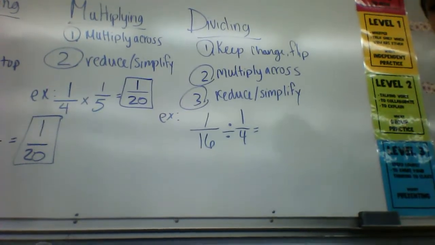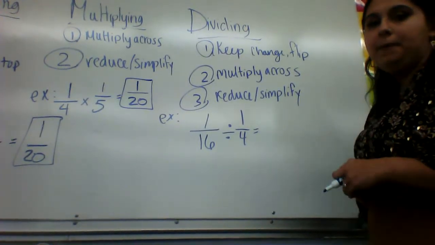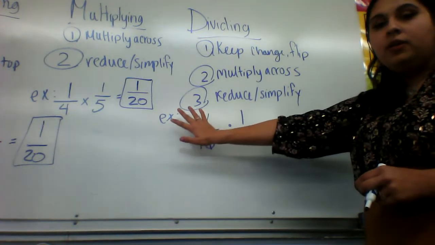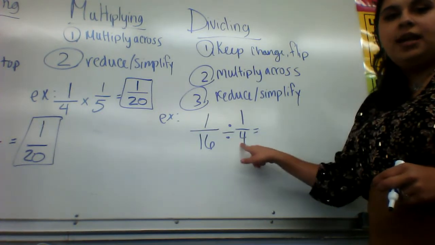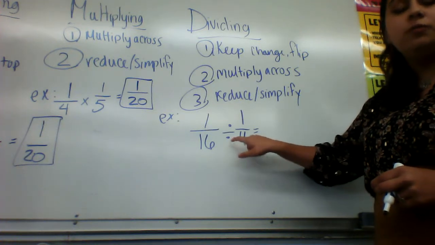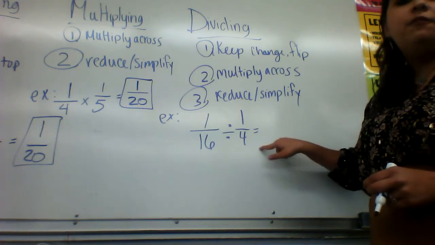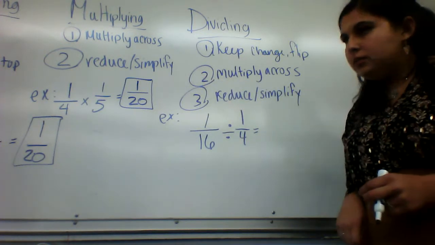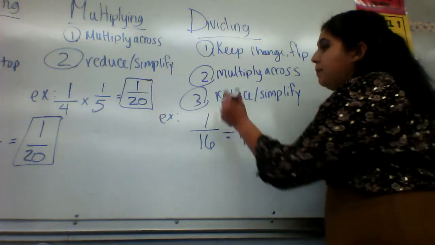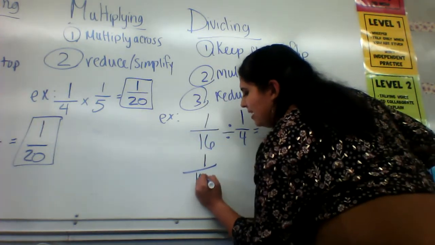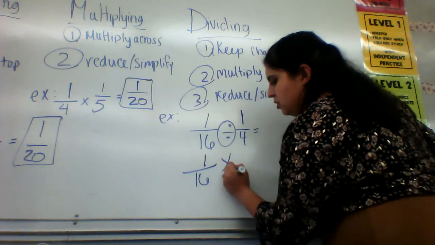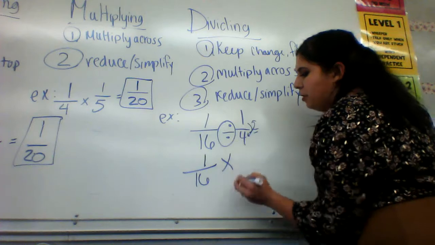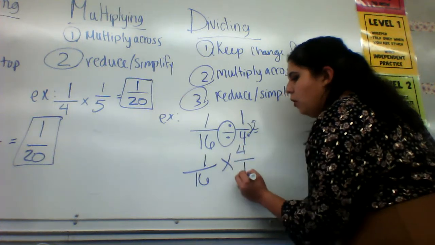Last but certainly not least, we have dividing fractions, and this is the one that throws a lot of people off. So the first step is keep, change, flip, which means I'm going to keep the first fraction. I'm going to change the operation to division, or from division to multiplication, and I'm going to flip this fraction over. And then I'm just going to do multiplying fractions. So I'm going to keep 1/16 just like this. I'm going to change this to multiplication. And then I'm going to flip this over, which is called taking the reciprocal. And I'm going to have 4 over 1.